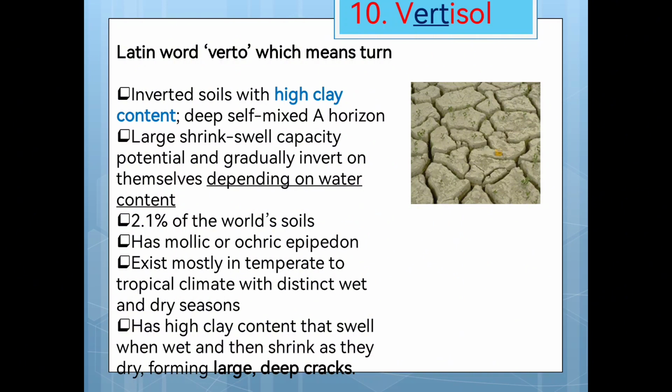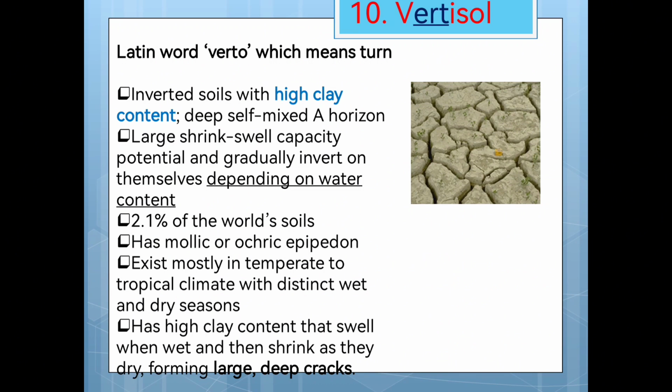Then we have vertisol. Vertisol comes from the word verto, which means turn. Verto, turning, because these soils are inverted soils with high clay content. Masyadong mataas yung kanyang clay content, and they have large shrink-swell capacity potential and gradually invert on themselves depending on water content. So, pwede siyang mag-shrink, pwede siyang mag-swell depending on the water content. This is 2.1% of the world's soils.